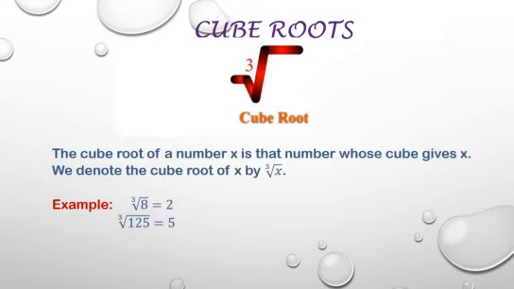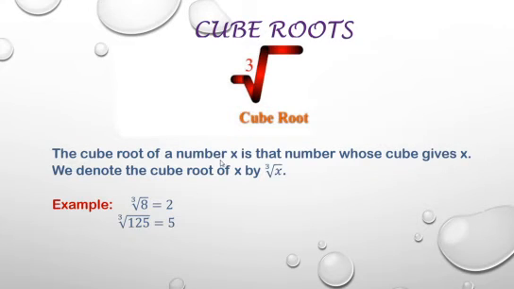Next topic is cube roots. Here you can see that this sign we are using for square root, but the difference is that in square root this is not there. So in cube root we are writing over here 3. Now let's understand what is cube roots.